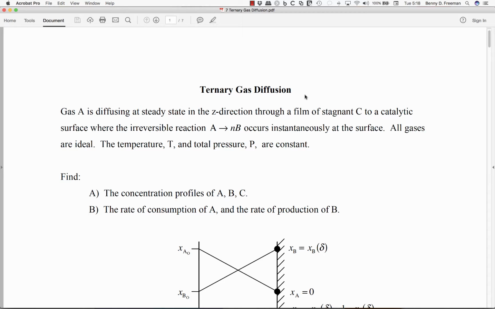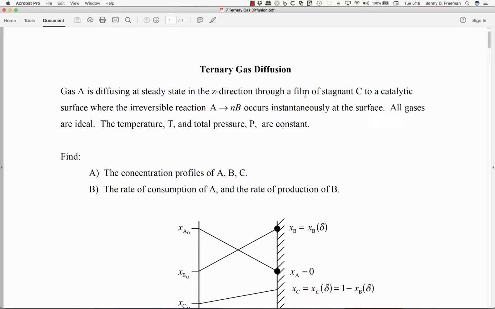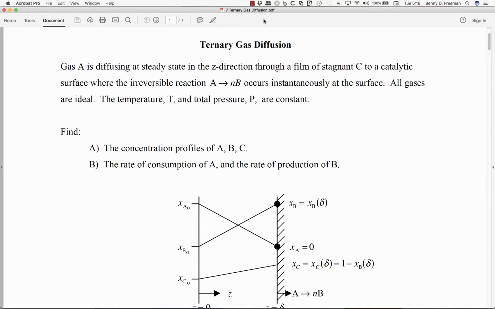All right, let's get started with a problem now that involves three-component mass transport. We're going to start with an example where we have three gas components that are diffusing towards a catalytic surface, as shown here.